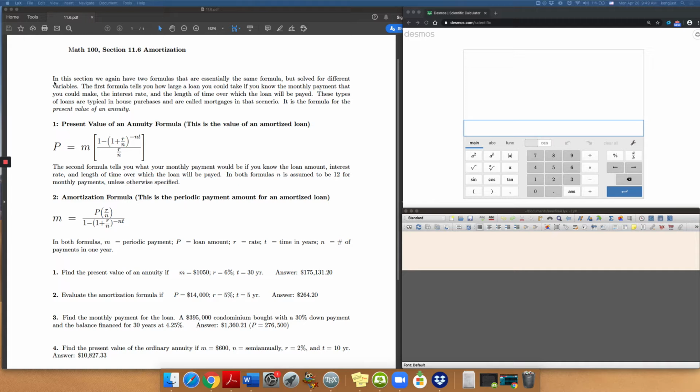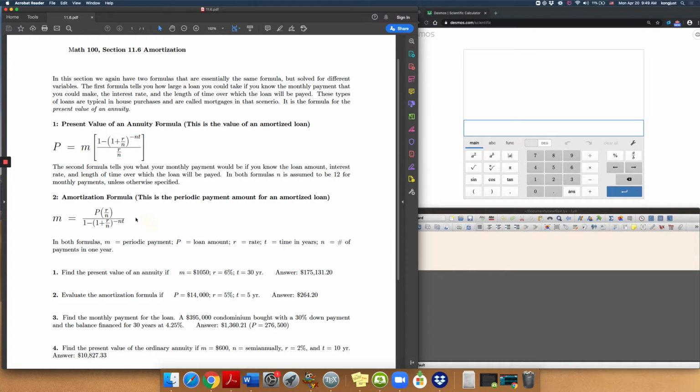All right, let's look at this top summary. It says in this section, we again have two formulas that are essentially the same formula but solved for different variables. So these are these two guys here, that P1 and this M1. If I just rearrange this formula for M, I get this bottom guy. Okay, the first formula tells you how large a loan you could take if you know the monthly payment that you can make, the interest rate, and the length of time over which the loan will be paid.